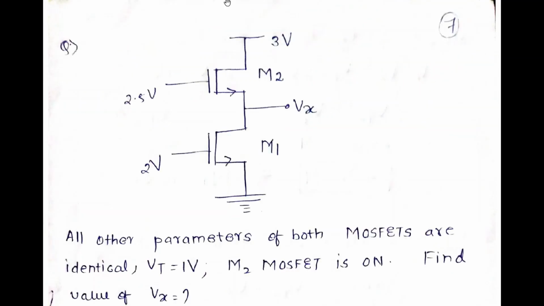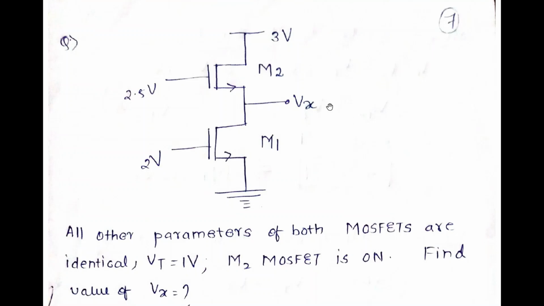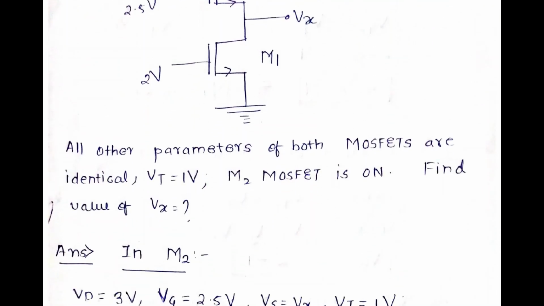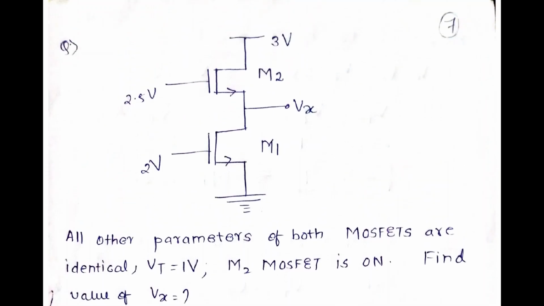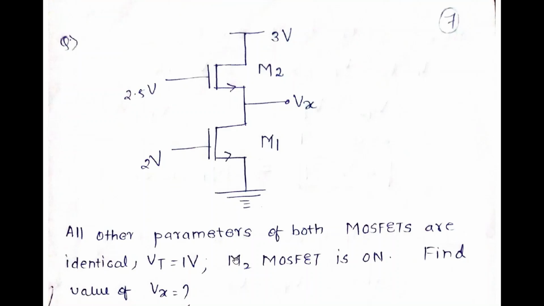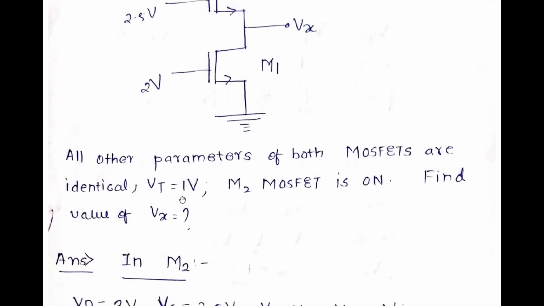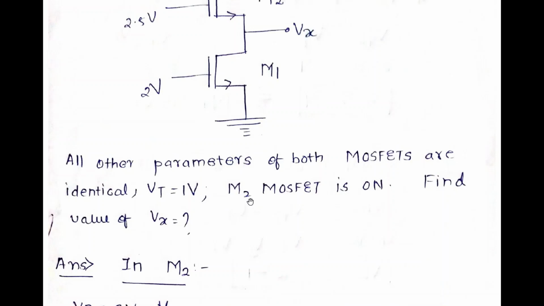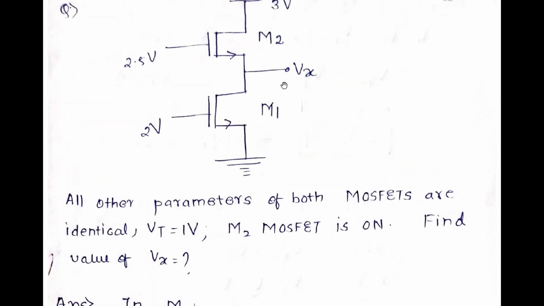So here is the numerical that you have. The diagram is given to you over here. These are the parameters of this MOSFET. You have an M1 MOSFET and an M2 MOSFET, both are N channel MOSFETs. The threshold value is given as 1 volt. M2 is said to be on. They are telling you to find out the value of Vx over here, that is the source voltage of M2 or the drain voltage of M1.